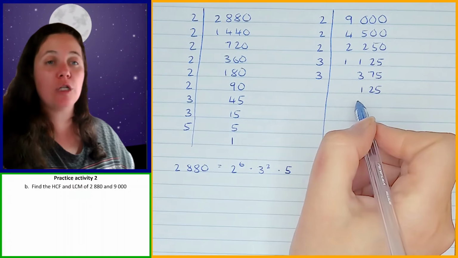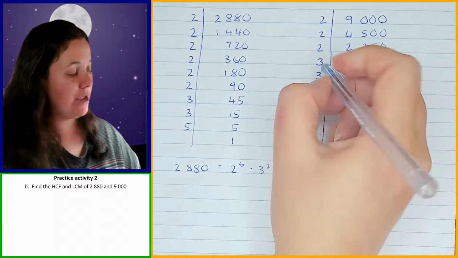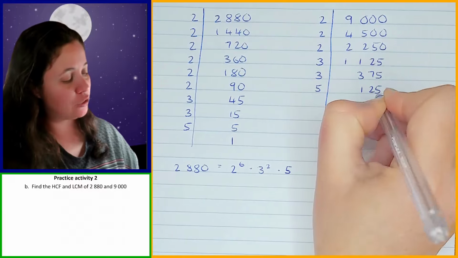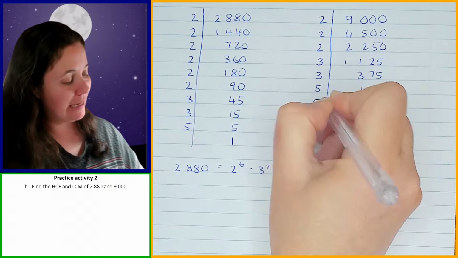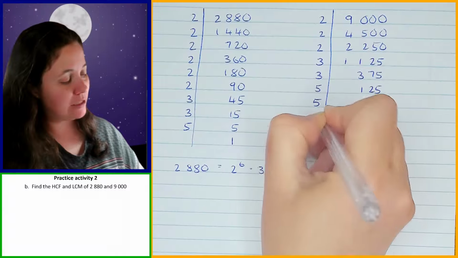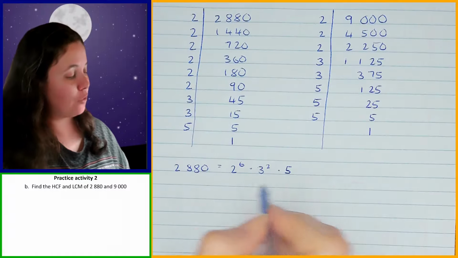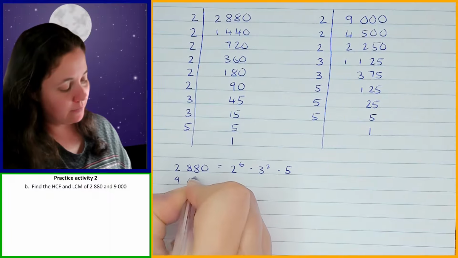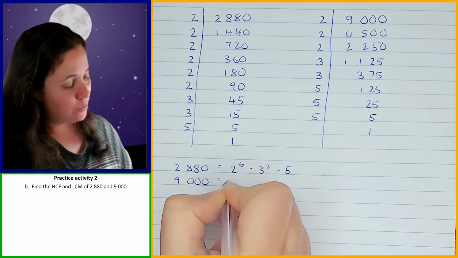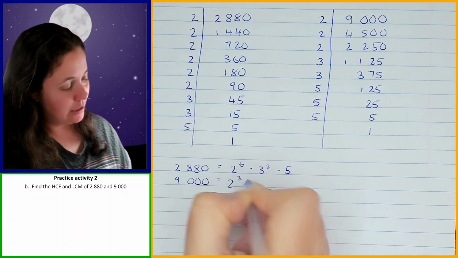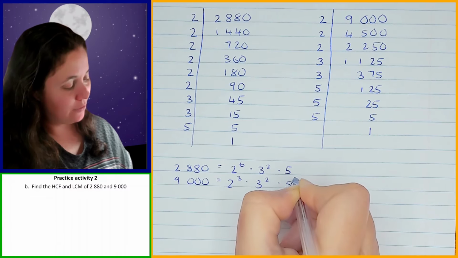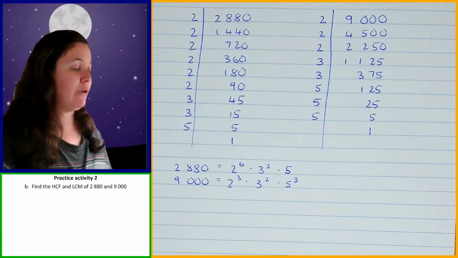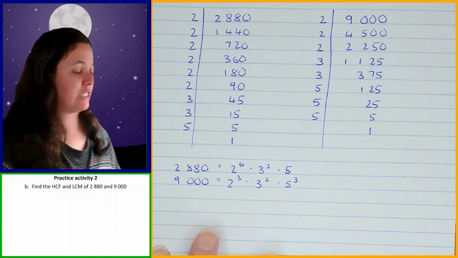Now 3 doesn't go into 125, so now we're going to go on to 5. That goes into 125 25 times. 5 goes into there again 5 times. 5 goes in again once. So for 9,000, you should have got 2 to the power of 3 times 3 squared times 5 cubed. Okay, so now we've got our two numbers written as product of their prime factors.